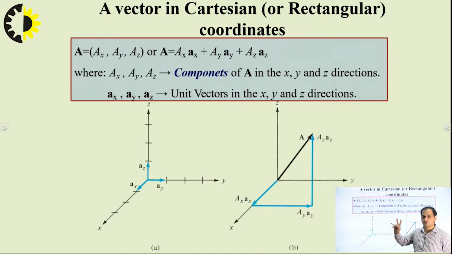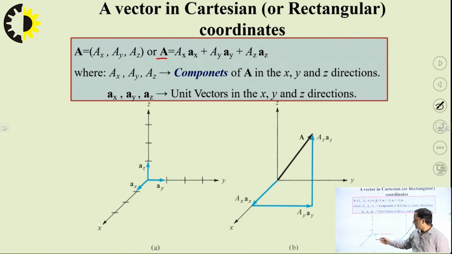So, two things you have to keep in mind in vectors. First one is the point, second one is the component. So, we will discuss what is point and what is component. So, first is the component. Any vector A is represented as ax in the direction of x, ay in the direction of y, az in the direction of z.